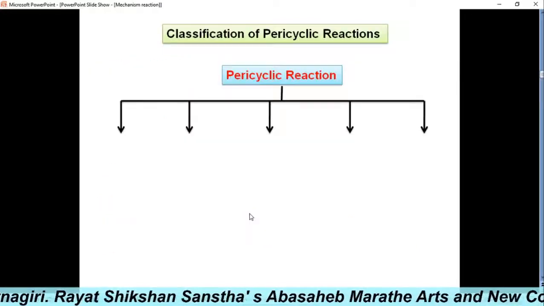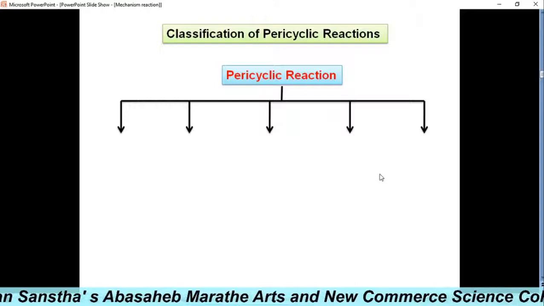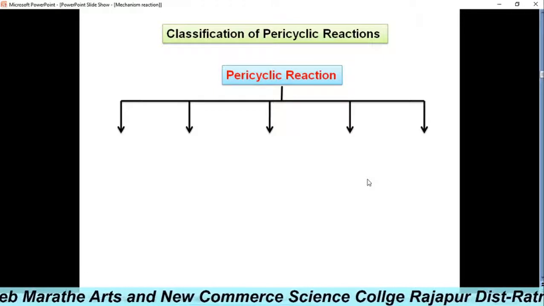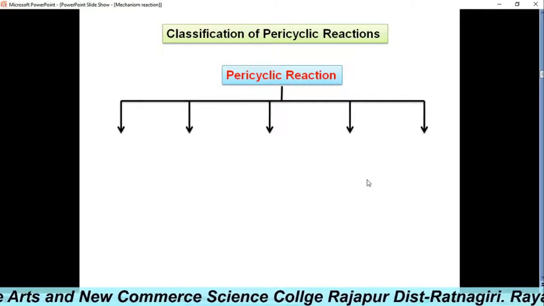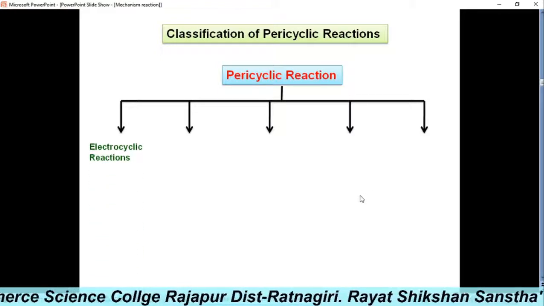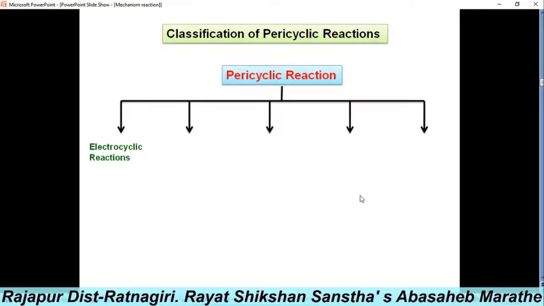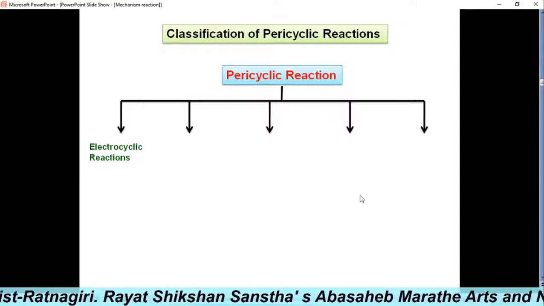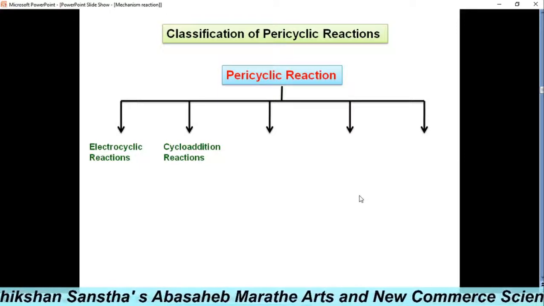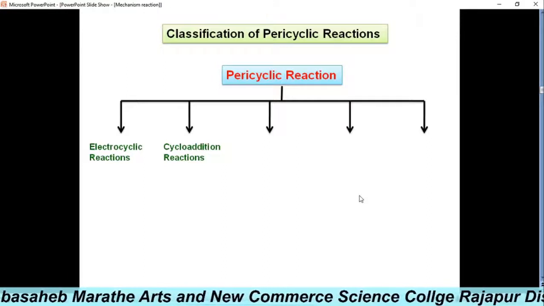And the next point is the classification of pericyclic reactions. Pericyclic reactions are classified and further subclassified, which are discussed subsequently. For example, the first type is the electrocyclic reactions. Electrocyclic reactions involve rearrangement of two or more pi bond systems. The next type is the cycloaddition type of reaction. This type of reaction involves addition of two pi electron systems forming cyclic products.